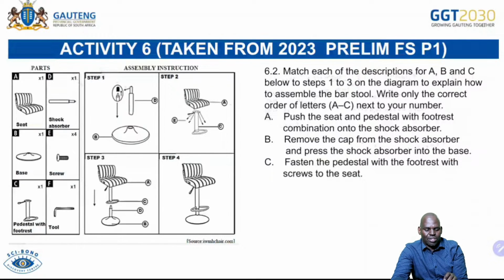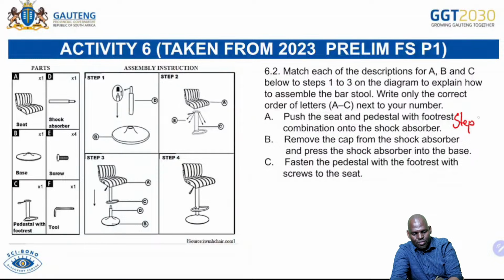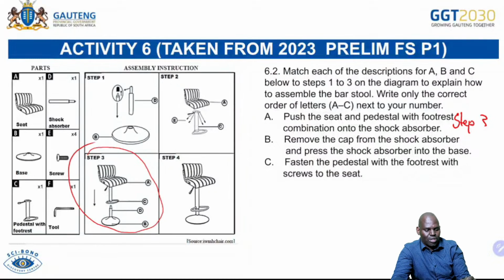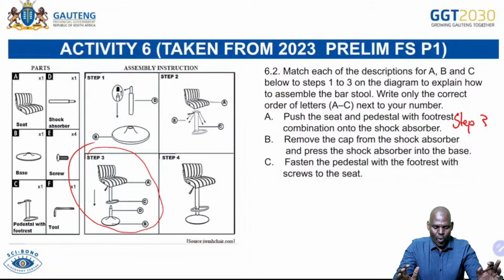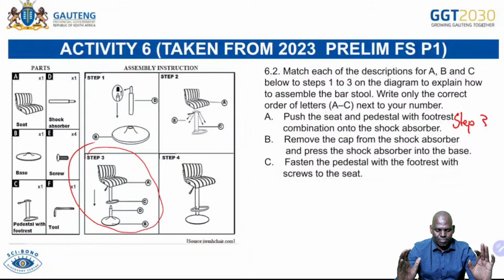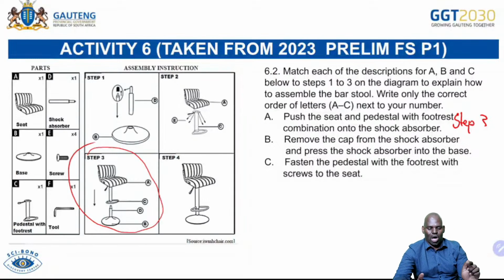According to the explanation, what step number corresponds with a letter A? So letter A says push the seat and pedestal with footrest combination onto the shock absorber. Then if you look at all this, push the seat. So there's the direction. The direction indicates that this is being pushed. So this one will be step number 1. No, sorry, step 3. It's this step, where a seat is being pushed and the pedestal with footrest combination onto the shock absorber.